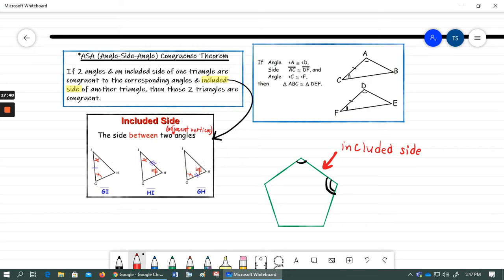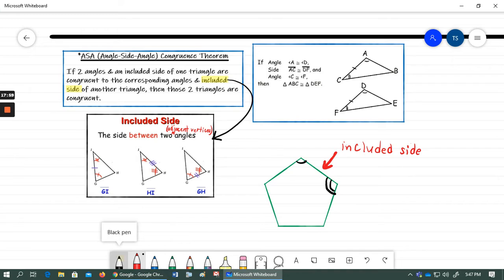All right, so again, folks, if you got two angles and an included side of one triangle that are congruent to the corresponding angles and included side of another triangle, then those two triangles indeed are congruent. Gotta be congruent to each other.